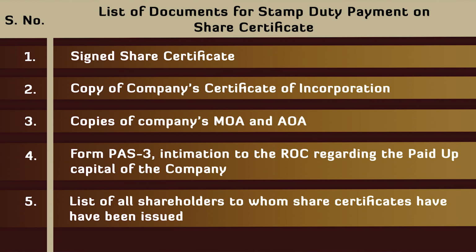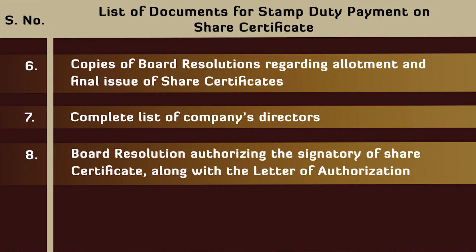Number 1. Signed share certificate. 2. Copy of company's certificate of incorporation. 3. Copy of company's MOA and AOA. Form PAS-3, intimation to the ROC regarding the paid-up capital of the company. List of all shareholders to whom share certificates have been issued. Copies of board resolutions regarding allotment and final issues of share certificate. Complete list of company's directors and board resolution authorizing the signatory of share certificate, along with the letter of authorization.